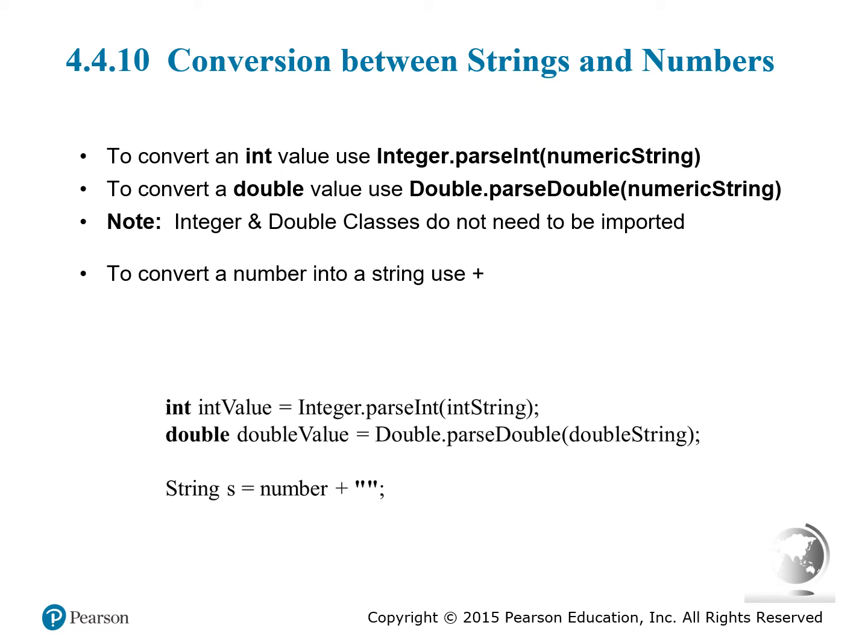Recall that if we want to convert a numeric data type to a string, we only need to concatenate it with a string. This is easily achieved by concatenating a numeric value with the null string.